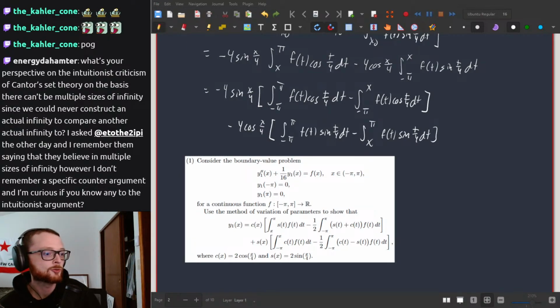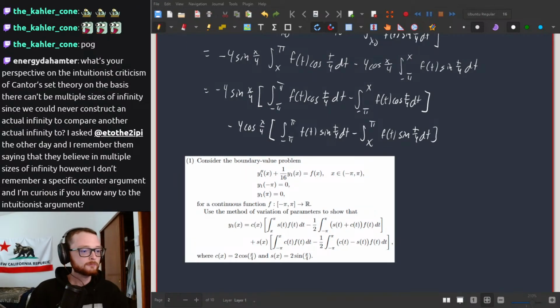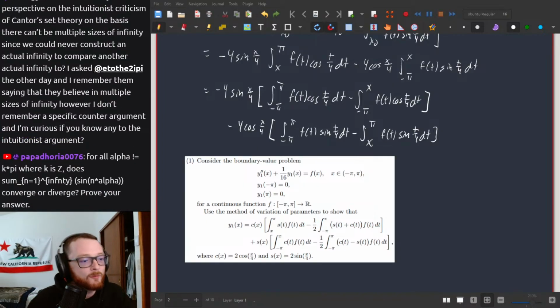Okay, so Energy asks, what's your perspective on the intuitionist criticism of Cantor's set theory on the basis there can't be multiple sizes of infinity since we can never construct an actual infinity to compare another actual infinity to? I asked E2 Pi this the other day. Everyone was saying they believe in multiple sizes of infinity. There's a counter argument, and I'm curious if you know any to the intuitionist argument.